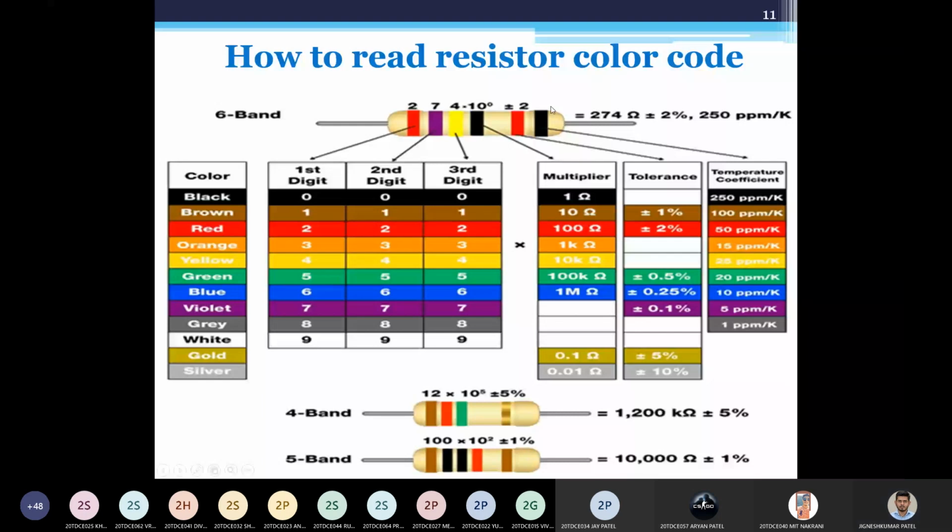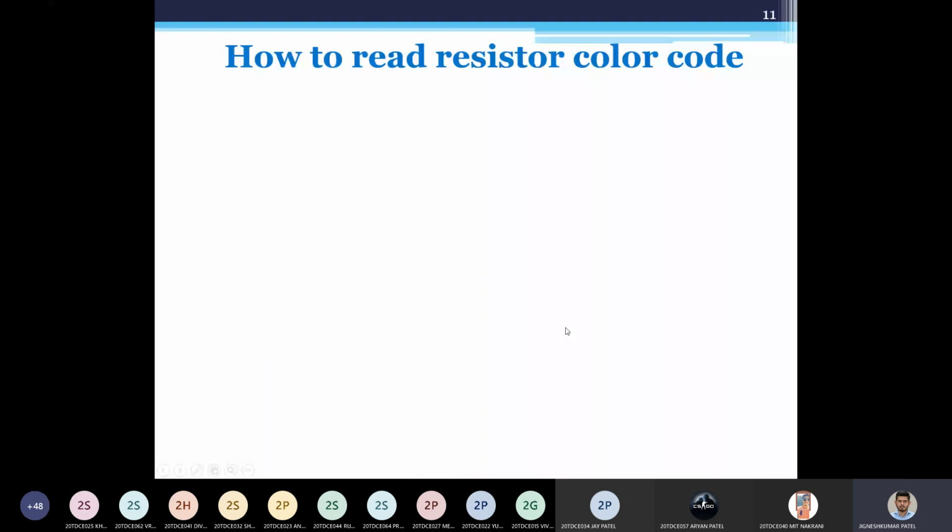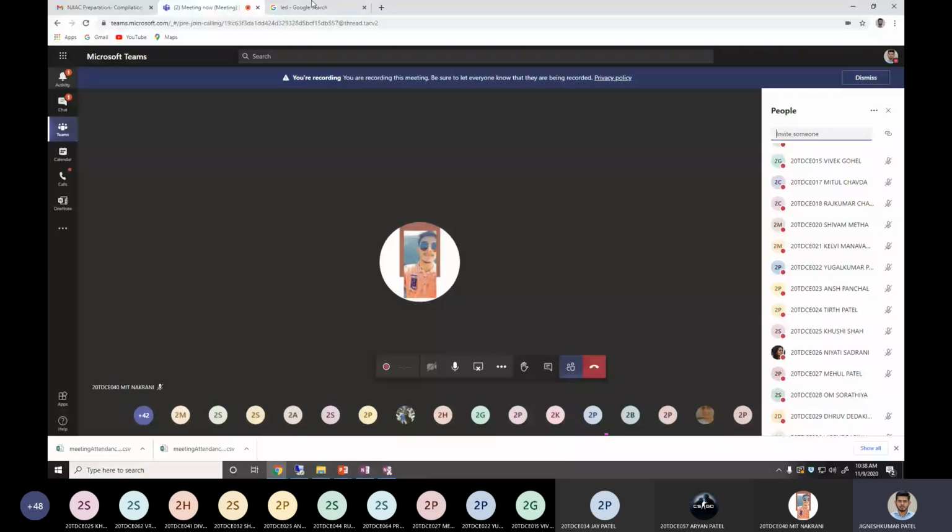Now, any doubts in this? Is anyone having difficulty in reading this resistor? Let us have an example of one more resistor.